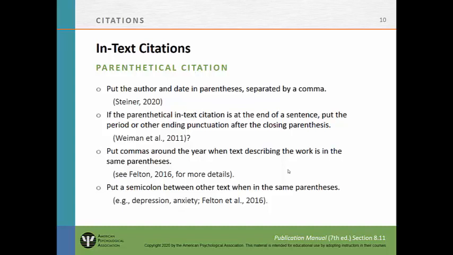So if you say mental health diagnoses (e.g., depression and anxiety), and then you want to cite immediately afterwards, put the semicolon there and then cite. Do not have two sets of parentheses next to each other ever. That's just confusing.